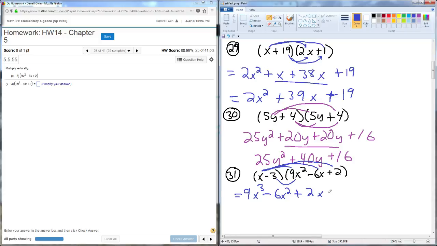Negative 3 times 9x squared is negative 27x squared. Negative 3 times negative 6. Negative times negative is positive. Don't fall for that mess. Don't mess up that.